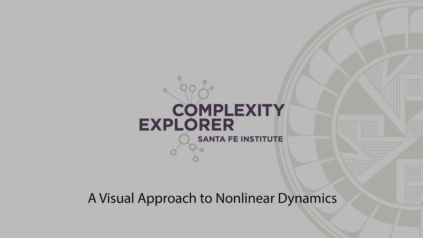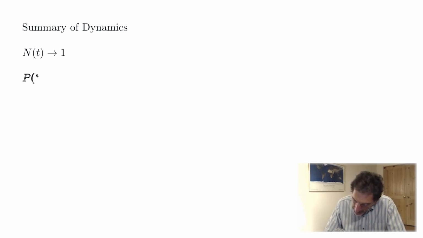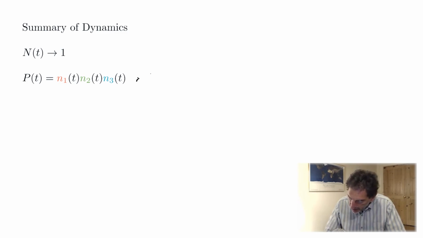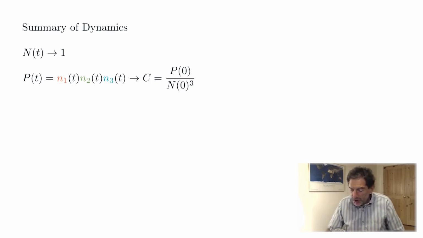So to summarize what we've seen, n of t approaches 1. And p of t, the product of n1 of t, n2 of t, n3 of t, goes to a constant c, which is equal to p of 0 divided by n of 0 cubed. So what does this mean geometrically?